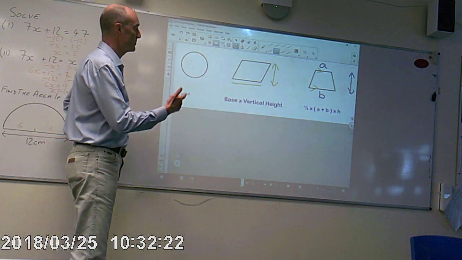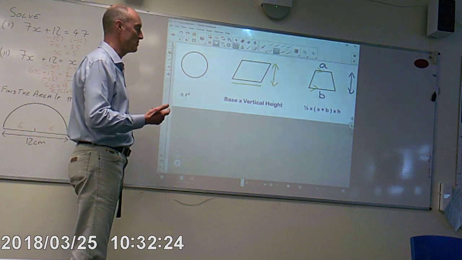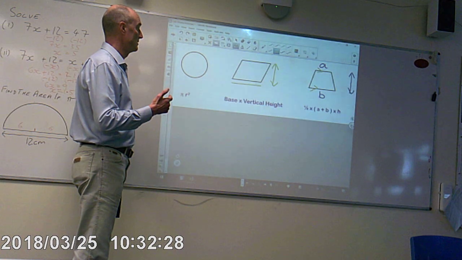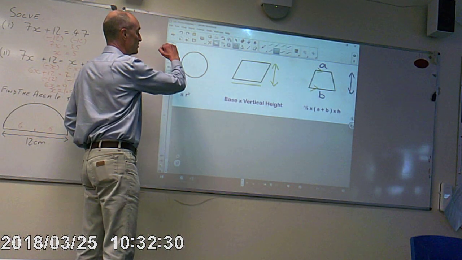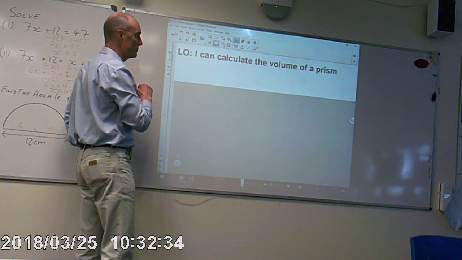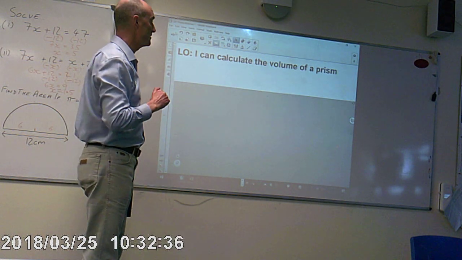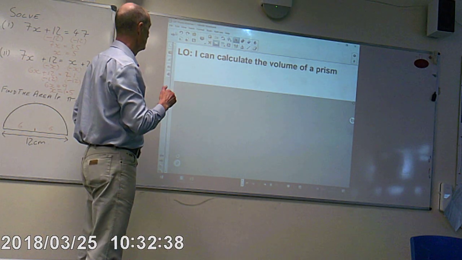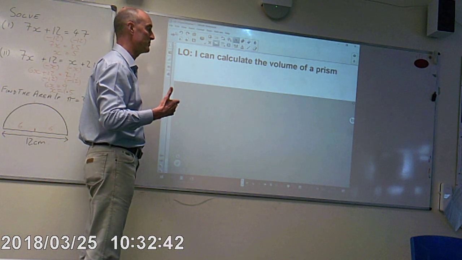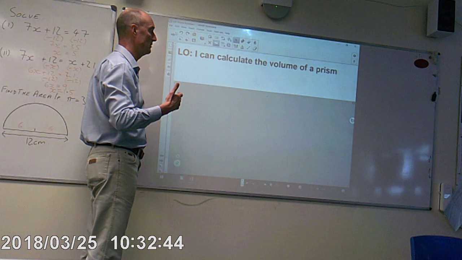Okay, now you need to be familiar with those, so you might want to make a note of all of those formulae for areas. Because what we're going on to do is talk about what I introduced earlier on. It's going to be to do with volumes. And we're talking about finding the volumes of what we'll call a prism. Again, it should be something that's familiar to you. You should have seen this before, so this should be revision.